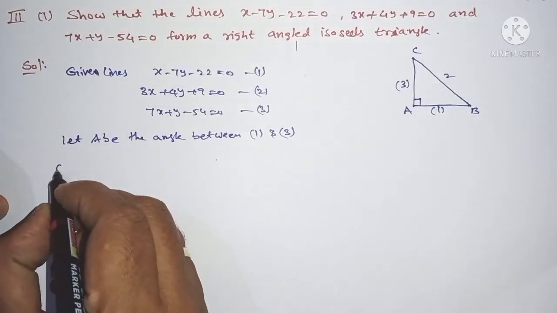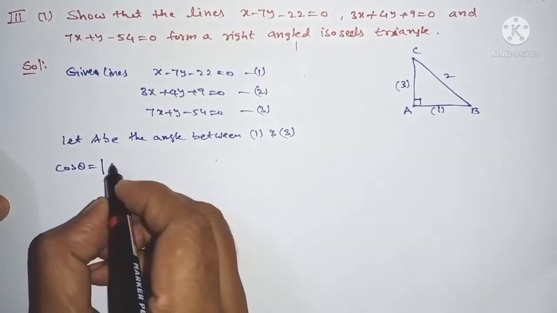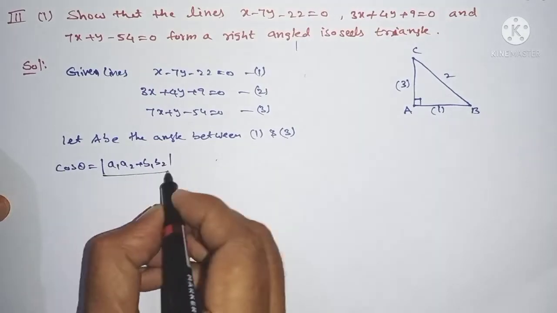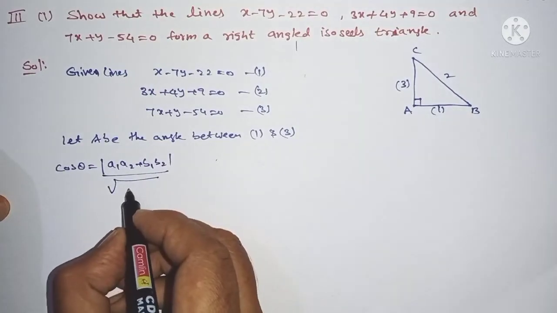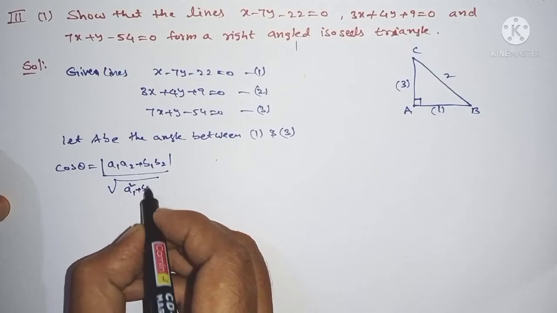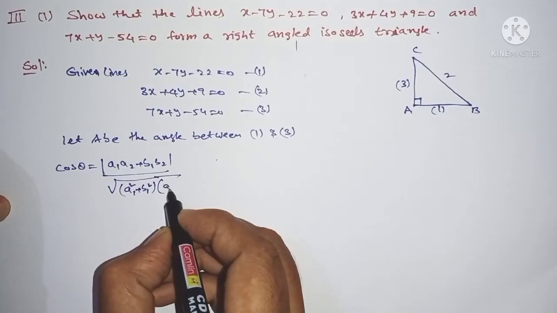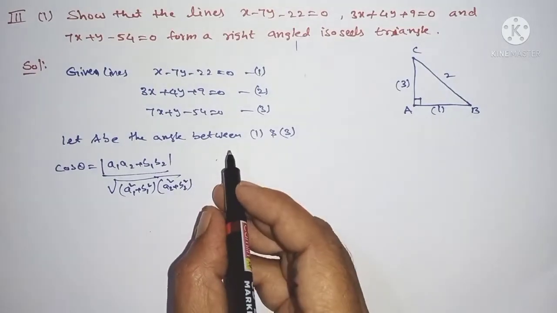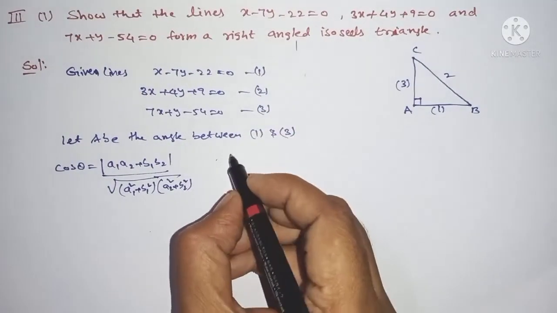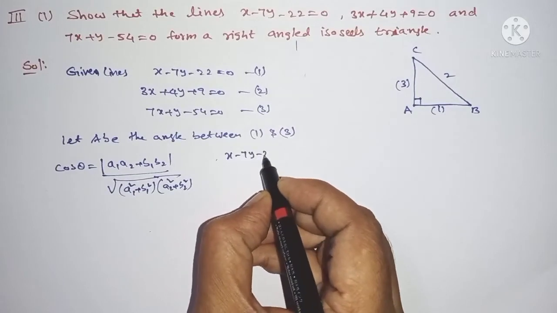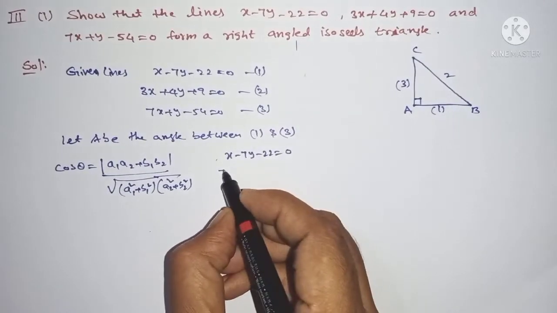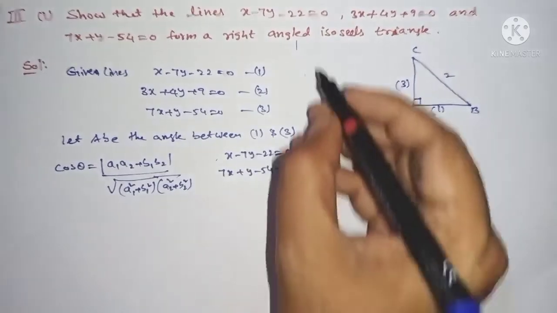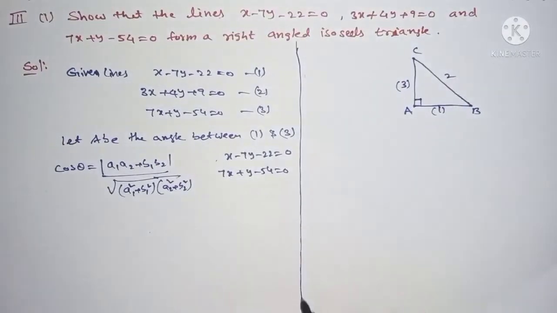Cos theta is equal to, what is the cos theta? Mod of A1 A2 plus B1 B2 by under root of A1 square plus B1 square into A2 square plus B2 square. This is the formula. Therefore I can write here the 1 and 3 equations: x minus 7y minus 22 is equal to 0 and 7x plus y minus 54 is equal to 0. I am writing here.